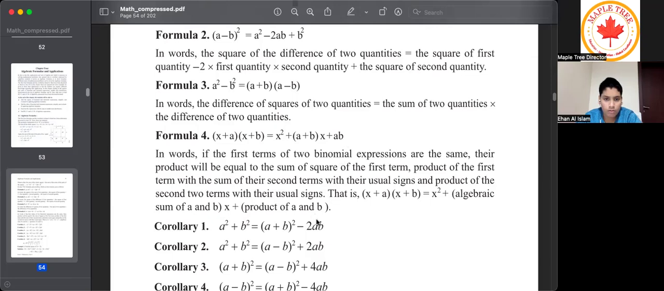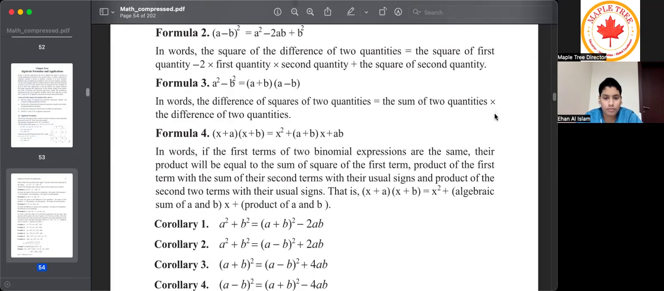When we multiply, the result is called the product. When we add, the result is called the sum. And when you divide, the result is called the quotient.